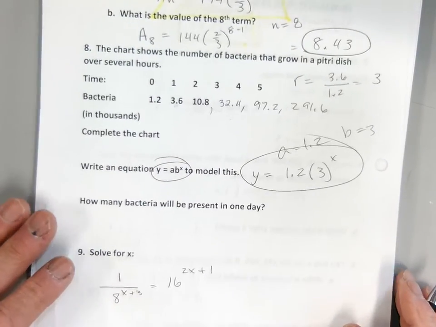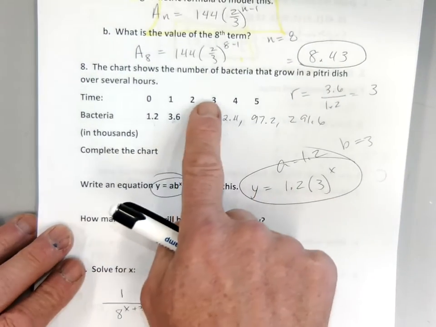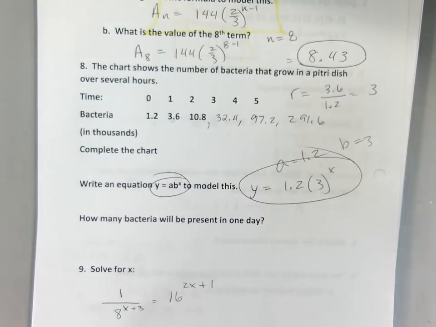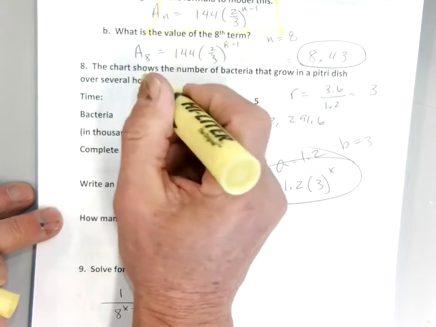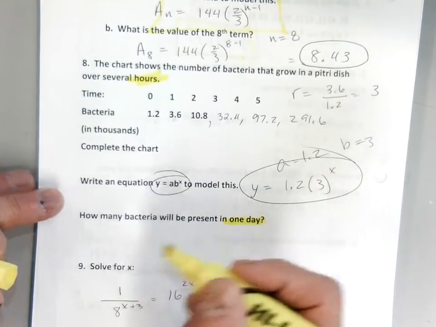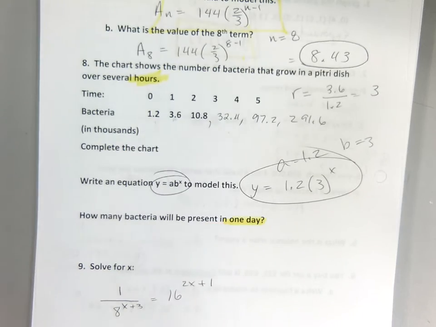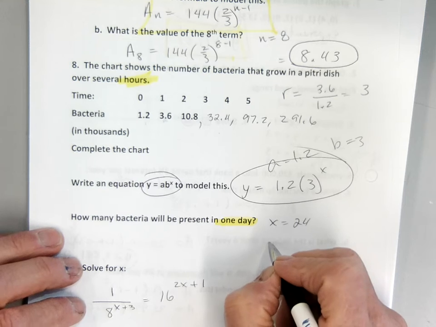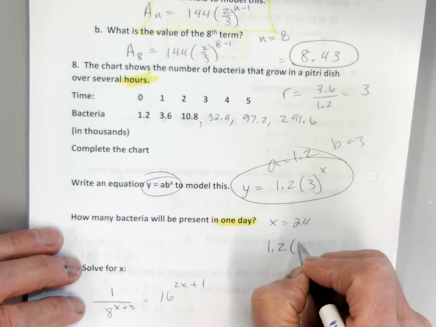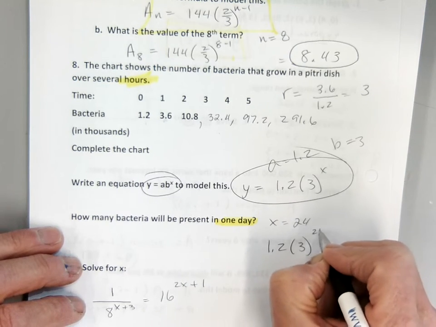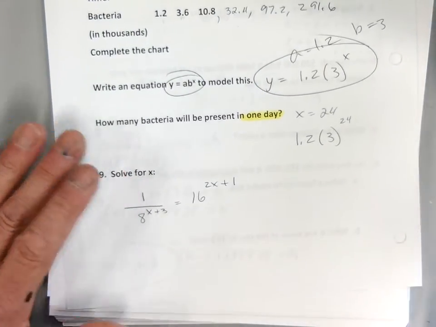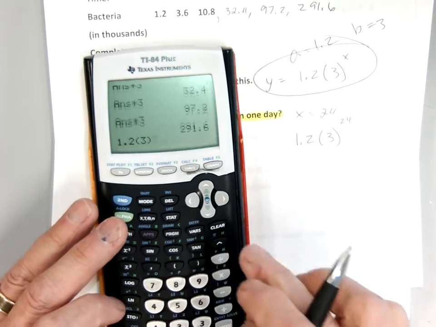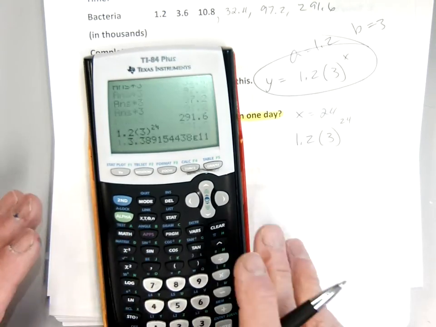All right, now, these are growing over hours. You see that? These are growing in terms of hours. So how many are there in one day? Well, how many hours are in a day? Yeah, so let's let x equal 24. 1.2 times 3 to the 24th power.